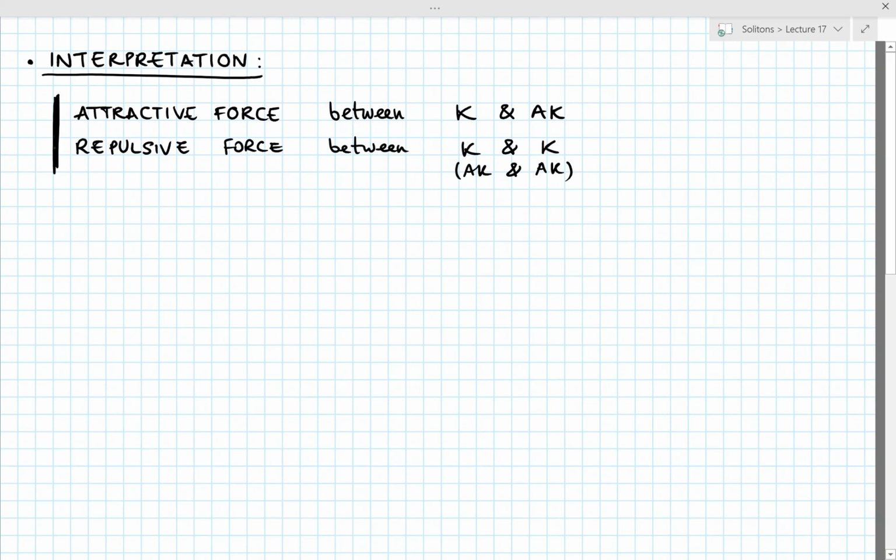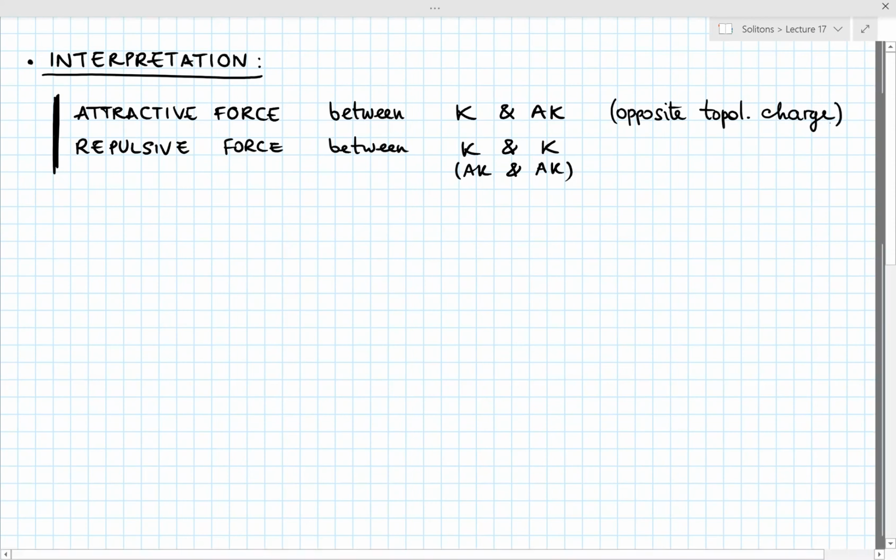So what we observe is that kinks and anti-kinks behave very similarly to particles with electric charge, for instance, the electron and the positron. But the role of electric charge here is played by the topological charge. And so in particular, we see that we have an attractive force when you have opposite topological charge, whereas we have a repulsive force when we have objects of the same topological charge. Or in fact, more generally, it's the sign of the topological charges of the two objects which matter.